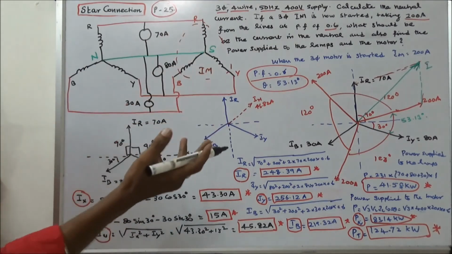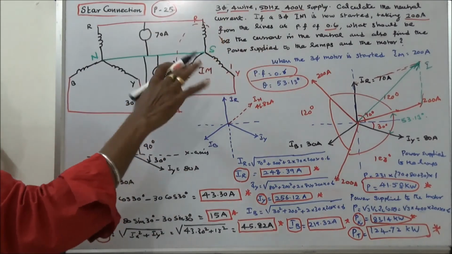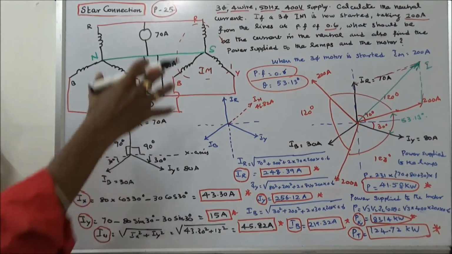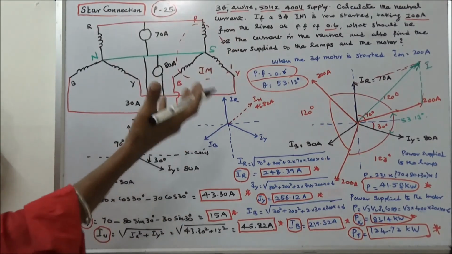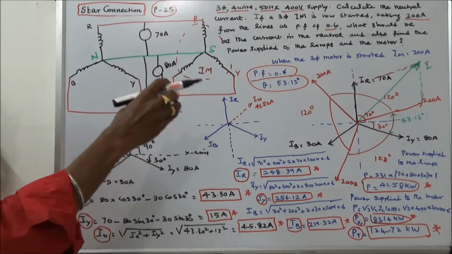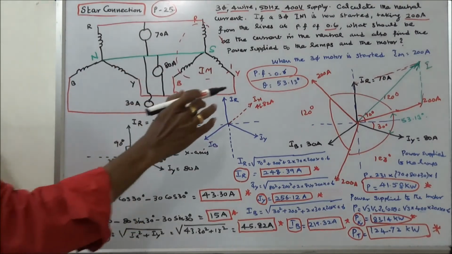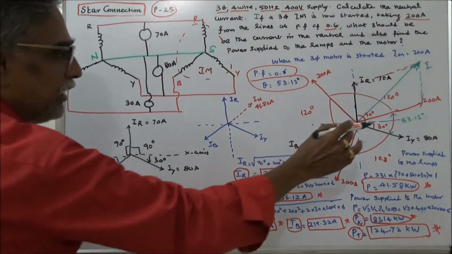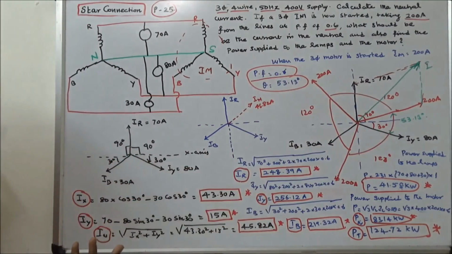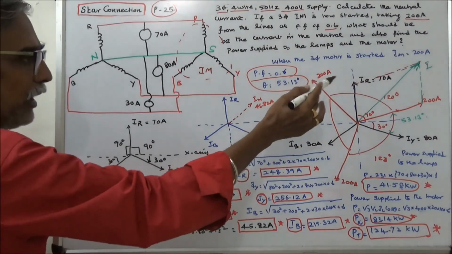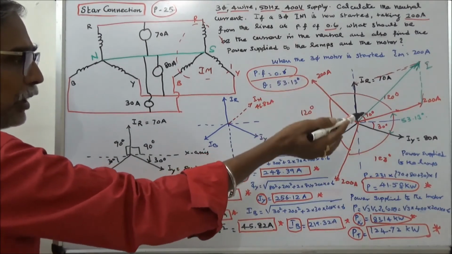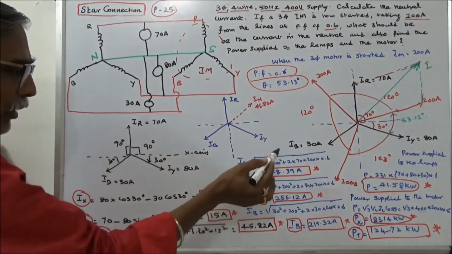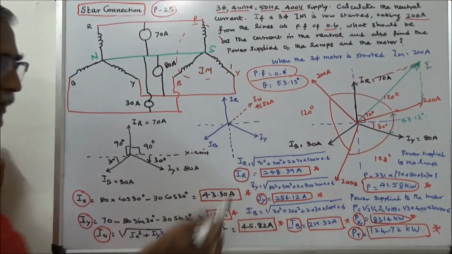The motor is balanced. If you start a motor, neutral current will not vary. When a 3-phase motor is started, it takes 200 amps in all the phases. What is the new IR, IY, IB value? The power factor is 0.6, theta is equal to 53.13 degrees. So this is the phasor diagram. You have to calculate IR. IR is equal to root of 70 square plus 200 square plus 2 into 70 into 200 into cos theta. Cos theta is equal to 0.6. So IR is equal to 48.39 amps.